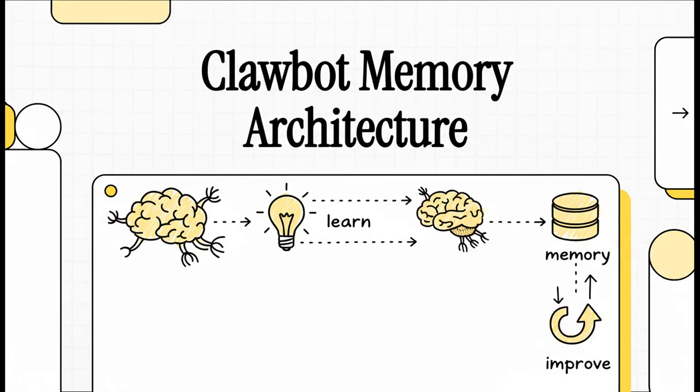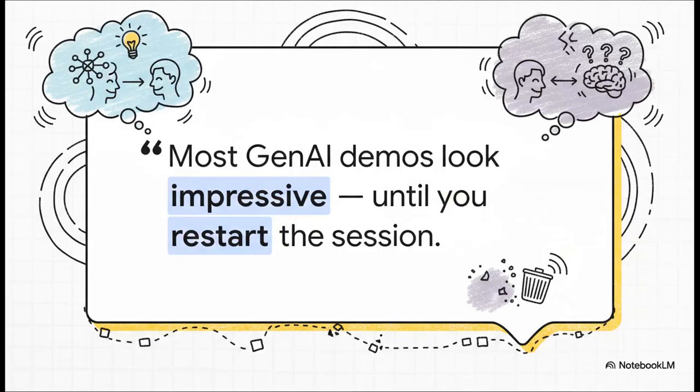Welcome to the Explainer. Today, we're digging into one of the biggest challenges in AI, memory. And we're not just talking theory here. We are dissecting a real, practical architecture for building an AI that can actually remember, learn, and get better over time. So let's start with a problem that I'm sure you've all run into.